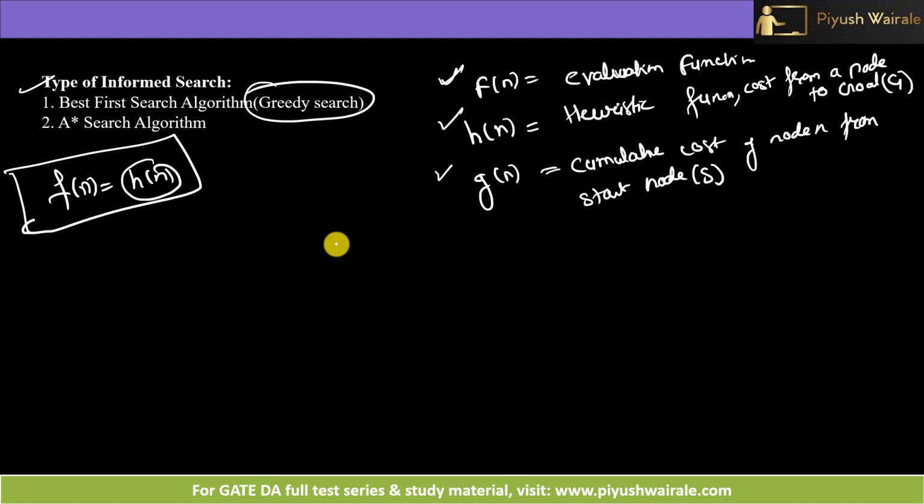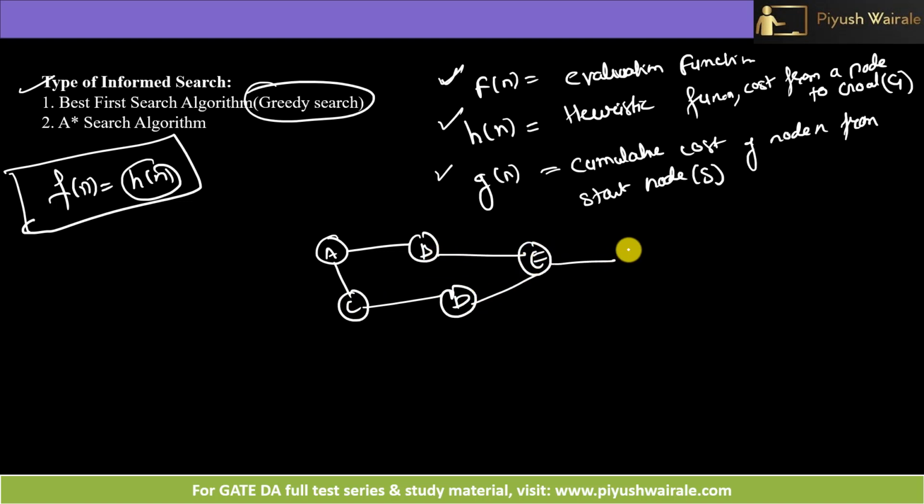Let us take one example. Suppose this is my node A, this is B, this is C, this is D, and this is E. I'm going to E and then to F. A is my initial node, F is my goal node, and suppose this is the cost associated with each path. Now in this case, if we apply the greedy search algorithm, we do not care about the past cost of each path. We only work with the heuristic function, the h of n value. Now, how is that h of n value calculated?